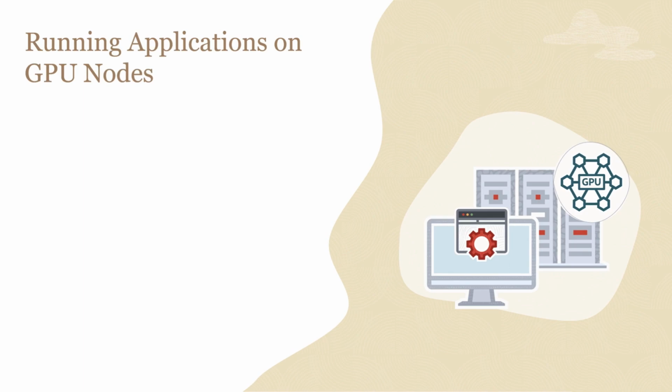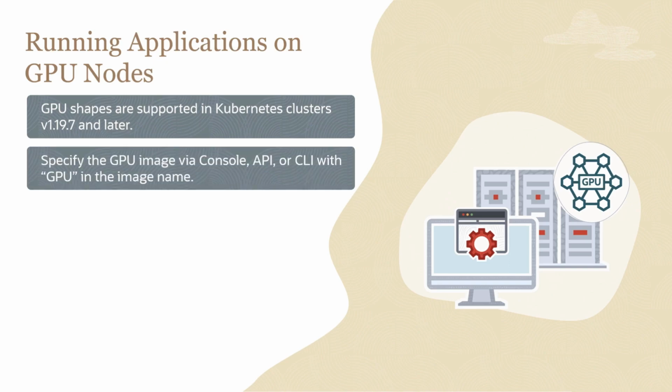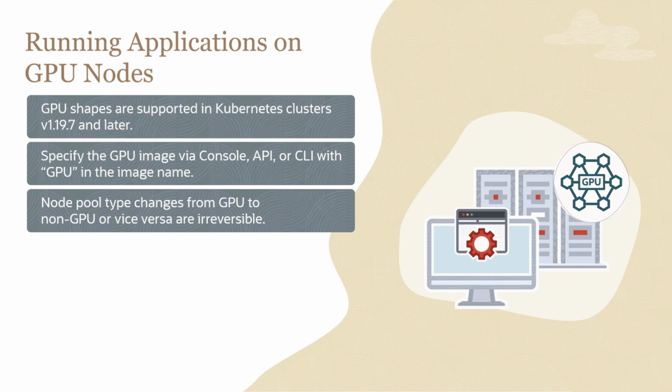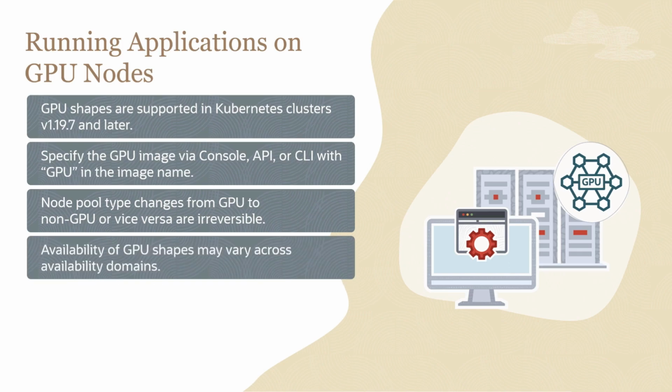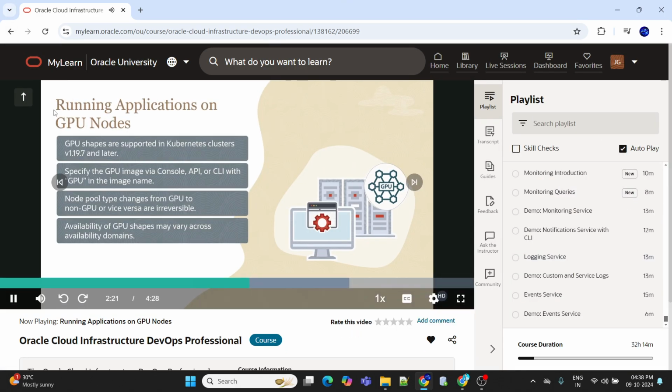Let's explore some crucial factors when dealing with GPU nodes. First, note that GPU shapes are compatible with Kubernetes clusters from version 1.19.7 onward. When specifying the GPU image, make sure to choose the image having GPU in its name, whether through the console, API, or CLI. It's important to remember that once you make a choice between GPU and non-GPU, changes become irreversible. Keep in mind that the availability of GPU shapes may vary across different availability domains.